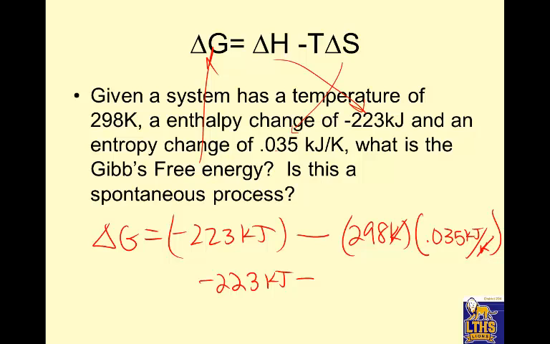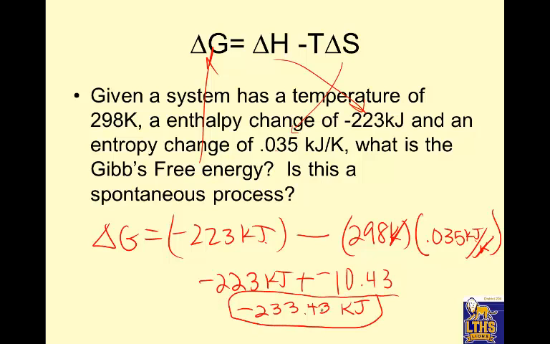298 times 0.035 gives us 10.43. So plus the negative, we're going to have negative 233.43, and that is kilojoules, because Kelvins cancel Kelvins, this is kilojoules, this is kilojoules. So the Gibbs free energy is negative 233.43. What does that mean? Remember that delta G negative is spontaneous, because that means the free energy is released into the environment so it can do other work.